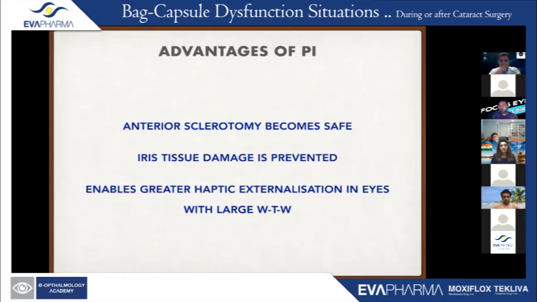procedure. So the advantages of doing a peripheral iridectomy in eyes with a larger white to white diameter are that it really makes the anterior sclerotomy safe. The iris tissue damage is prevented and it enables greater haptic externalization.